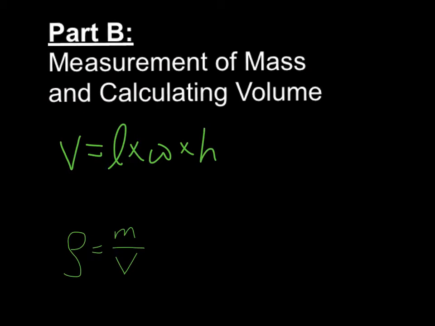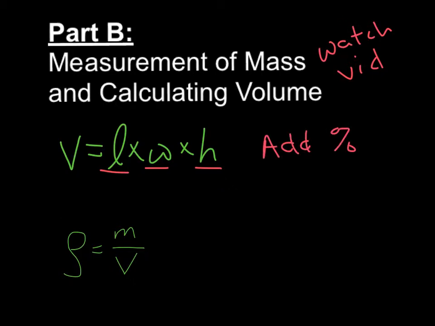For part B of this experiment, we're going to calculate density. So what I want you to do, I want you to watch the video for the mass balance. That way we can talk about how to read it. Again, we always read in between the lines. Then we're going to calculate volume, and since volume is length times width times height, you'll see that these quantities are multiplied. So when we're propagating error, if you think back to that handout, we add the percent uncertainties.